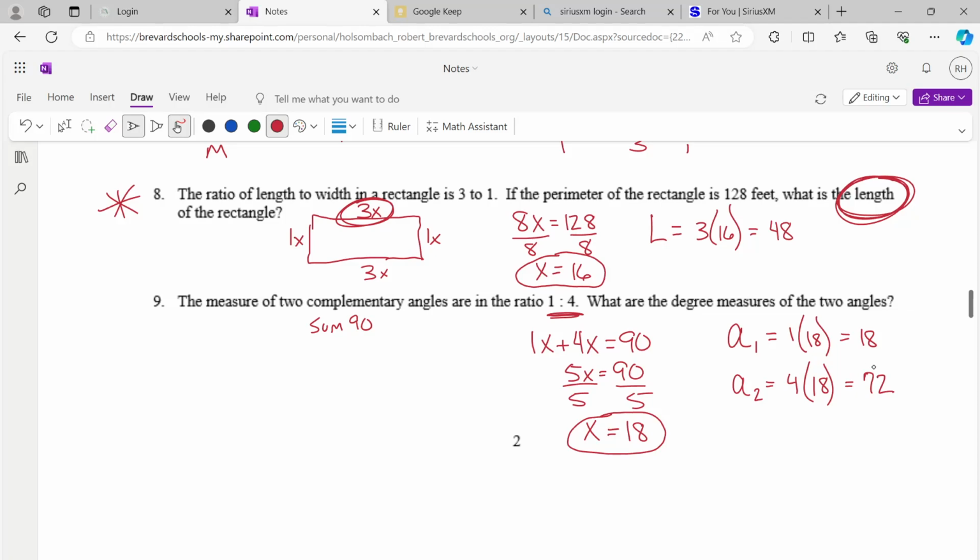All right, and a simple check when you're done is, if the two angles are complementary and they need to sum to 90, just add your two angles together when you're finished. 72 plus 18 is 90. So these are good measurements.